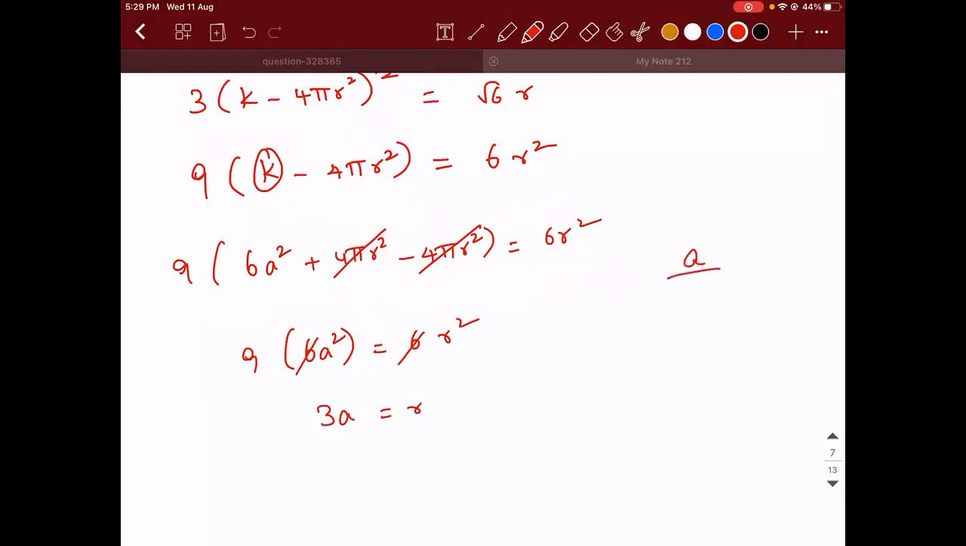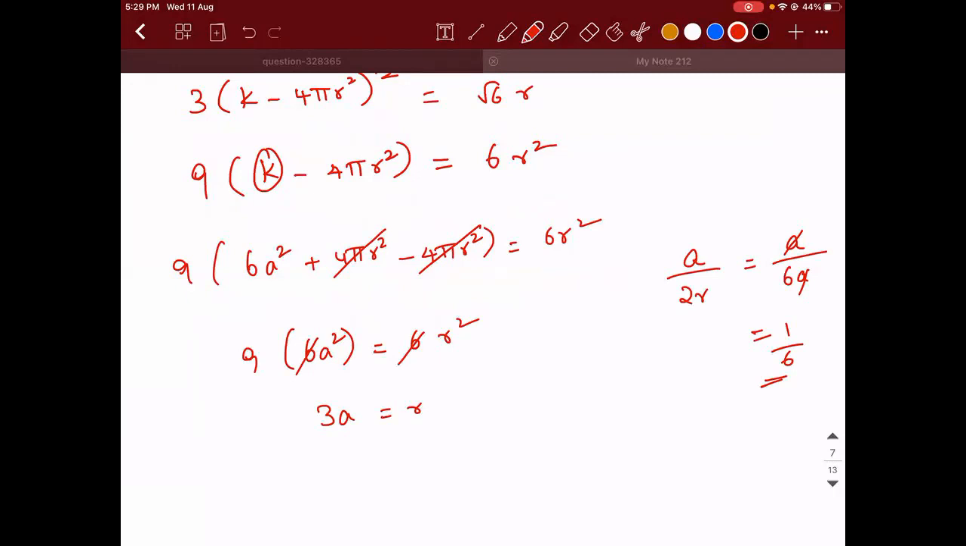So they asked what is a divided by 2r? It will be a divided by 6a, which is 1 is to 6. Maybe this can be an option: 1 by 6, 1 by 9, 1 by 12, something there. So answer will be 1 by 6. Are you guys with me?